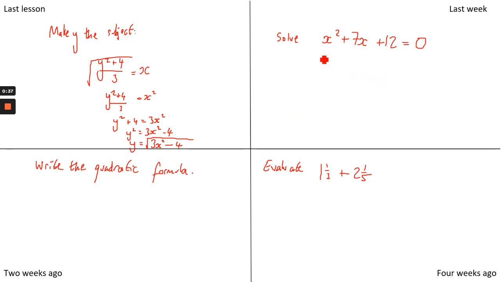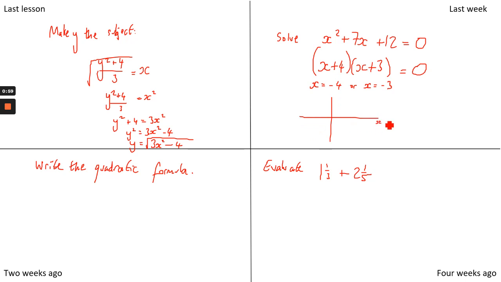Now the second question, I want to factorize this. So I've got (x plus 4)(x plus 3) equals 0. You've got two brackets that multiply to get 0, so one of the brackets must equal 0. If the left-hand bracket equals 0, x must be negative 4. Or for the second bracket to equal 0, x must be negative 3. So just quickly, that means it crosses at minus 3 or at minus 4.